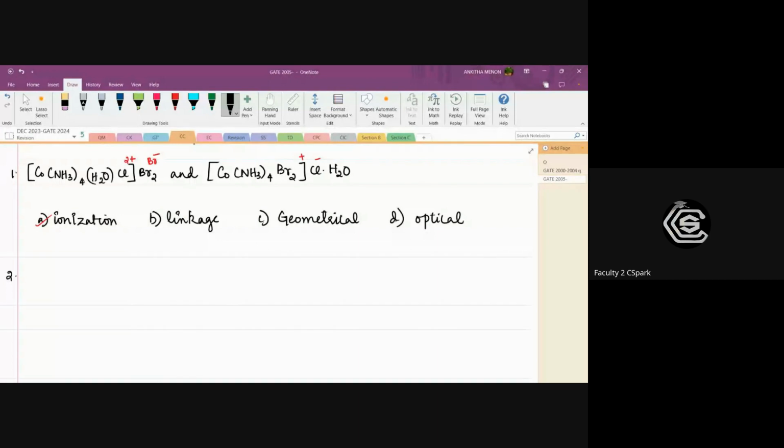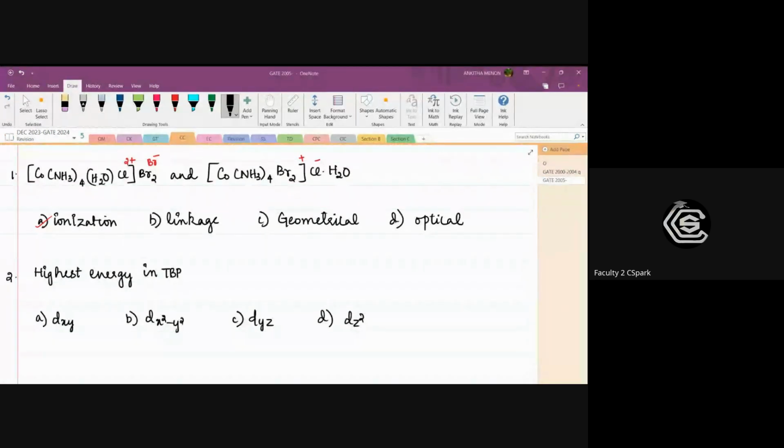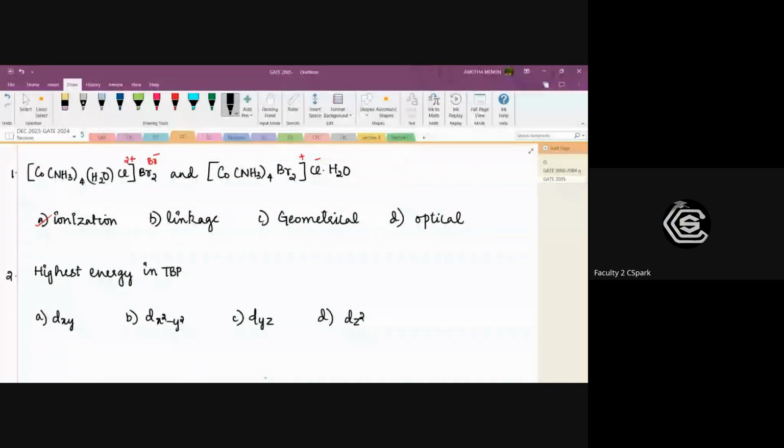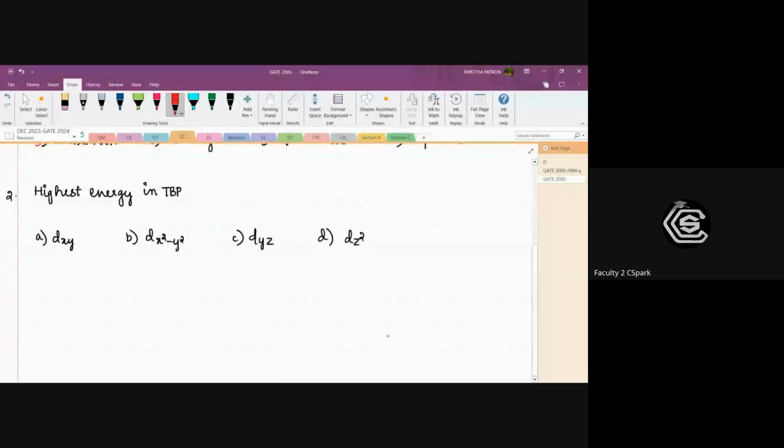So, the highest energy in trigonal bipyramidal geometry is: option A, dxy; option B, dx squared minus y squared; option C, dyz; option D, dz squared. Yes, I had already given the energy diagram. You should be able to do this by heart, otherwise you won't be able to do this problem.